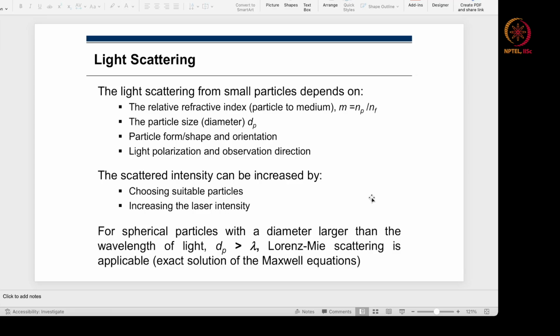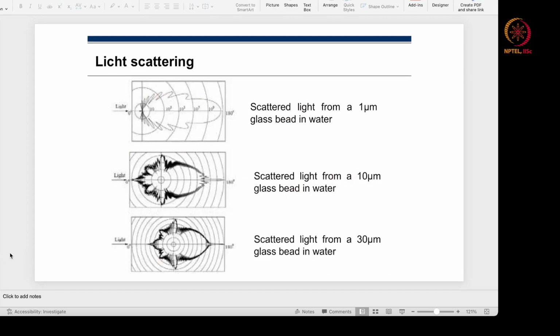So for spherical particles with a diameter larger than the wavelength of light, that means d_p is greater than lambda, then the Lorenz-Mie scattering is applicable. This is one of the exact solutions of Maxwell's equations, for spherical particles with a diameter larger than the wavelength of light. All right.